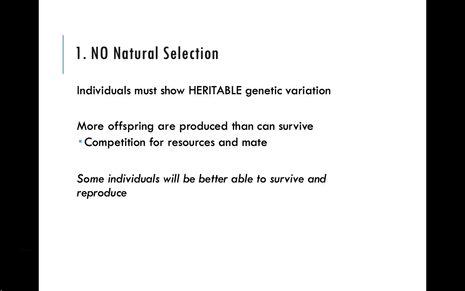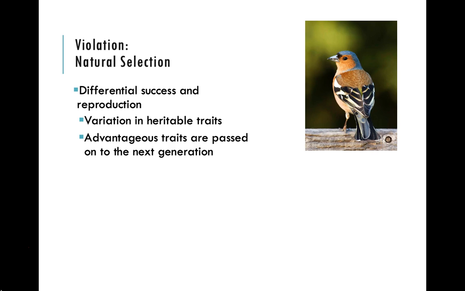If you're wanting to know if a population is in Hardy-Weinberg equilibrium, natural selection is probably a pretty hard one to determine or to control for. So if we're violating this, if natural selection is occurring in a population, we have differential success, differential reproduction. We have variation in those heritable traits. So some individuals are going to survive better than others. And then, of course, this means that if the population is evolving, that trait is being passed on to the next generation.